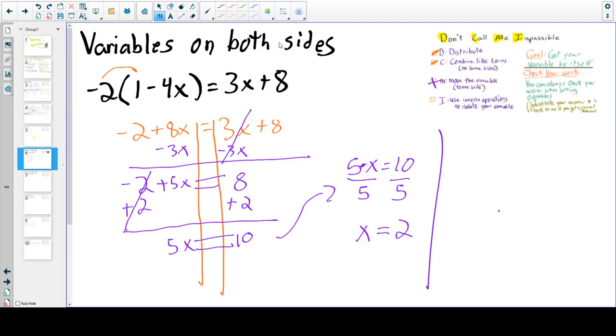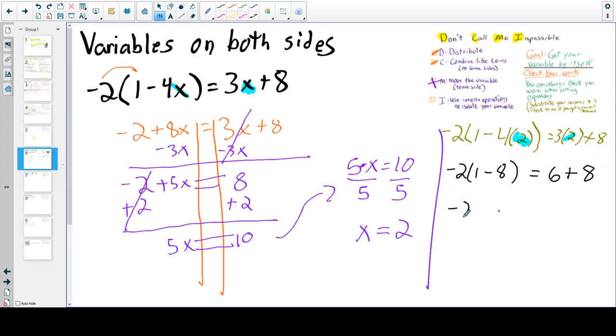Let's actually check this one. So we have -2 times 1 minus 4, but remember x is 2, so 4 times 2 is equal to 3 times 2 plus 8. And to make this a little bit more obvious, I'm going to highlight what I just did in both questions. So let's do blue. So I have an x here, an x here. This is that x, and this is that x. So why don't we combine everything together? So we have negative 2 times 1 minus 4 times 2 is 8 equals 3 times 2 is 6. And then we leave the 8.